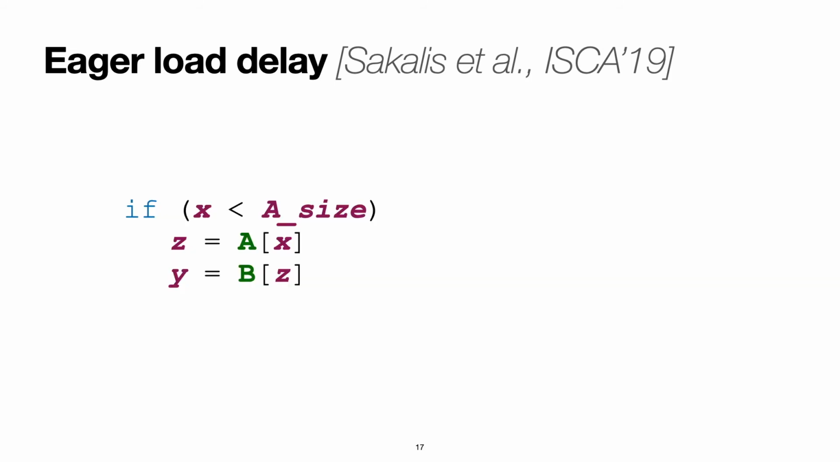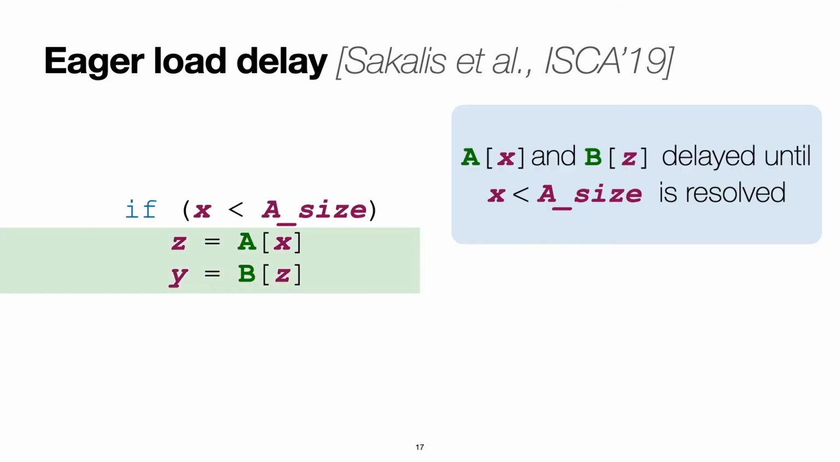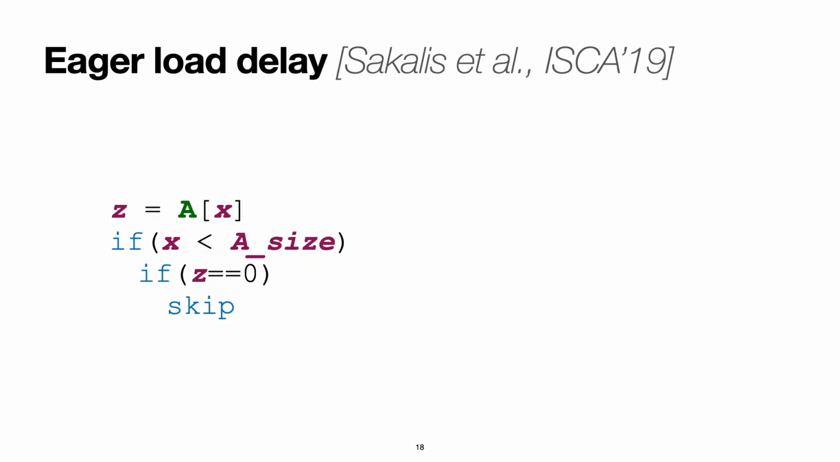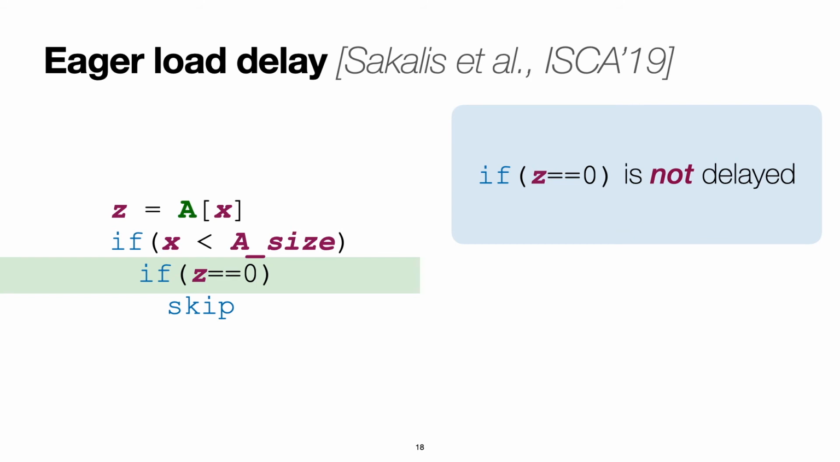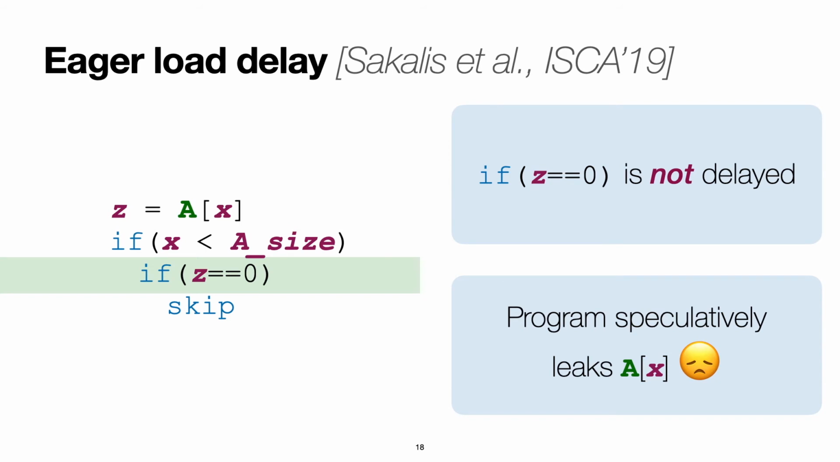In the standard Spectre example, the memory accesses are delayed until the branch instruction is resolved, and therefore there is no speculative leak. However, consider a variant where we first access a of x and then we use the retrieved value as part of a control flow statement. This can potentially leak the value of a of x through control flow. The execution of the second branch instruction is not delayed since the eager delay countermeasure applies only to data loads. Therefore, we can still speculatively leak the value of a of x. For instance, skip is loaded into the instruction cache only if a of x is 0.